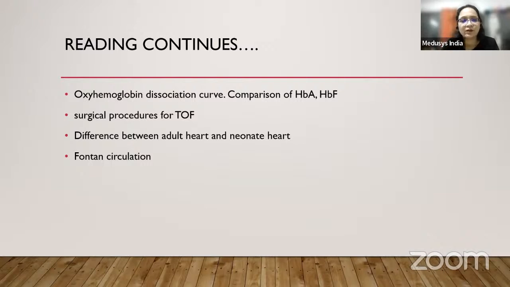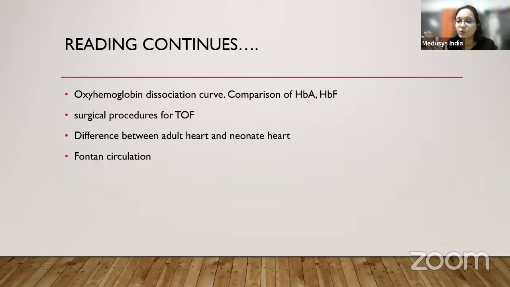Secondly, the basic surgical procedures, like the BT shunt, and the names and basic surgical procedures that you should know. Thirdly, there will be another topic: the differences in physiology between adult and neonate, the differences in adult heart myocardium and neonate myocardium. What are the differences? So that is also something you should read.